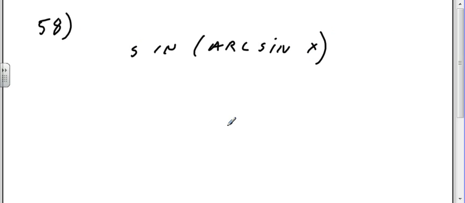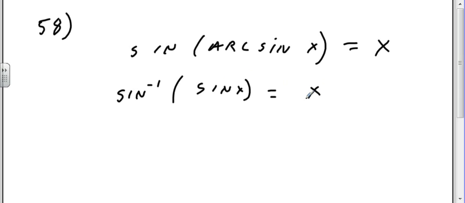58, and then we get to do something more cool. The sine of the arc sine of x. I'll let you guys work on that a little bit. You done yet? Yeah. x. That's right. The sine of the arc sine, or the arc sine of the sine, either way, it's x. These are inverse functions, and I hope that one shows up on a test. That'd be okay. I'd like that one.